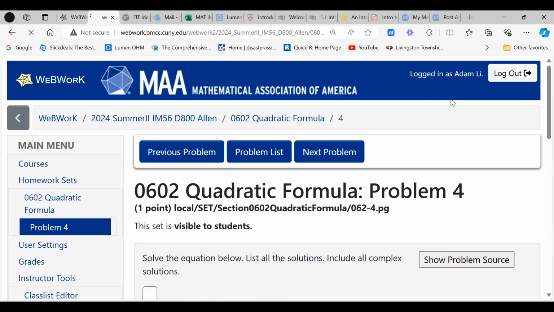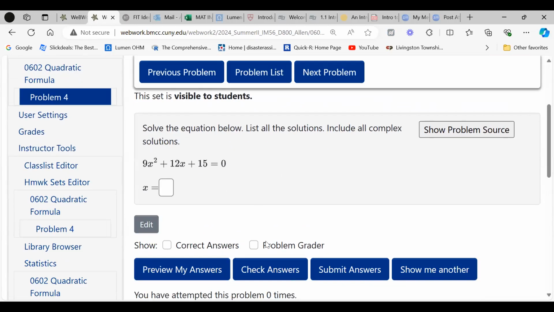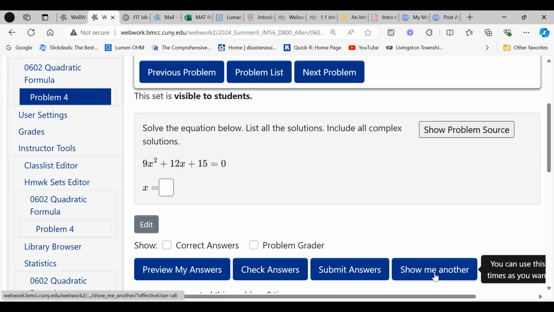All right. Let's look at the next question. They're all very similar, right? I'll let you guys try this one. The only thing is the leading coefficient is not 1. That's all. So we try this.